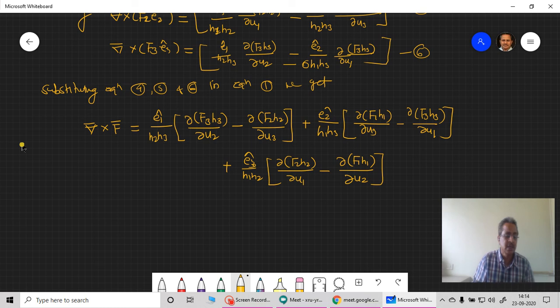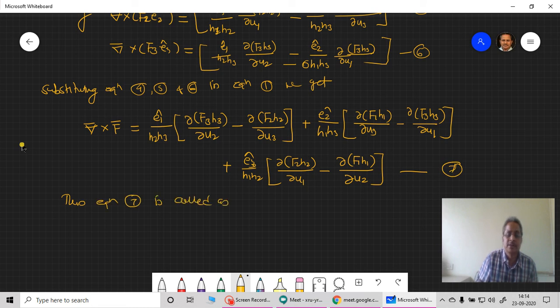So this expression is called the curl. Okay, this is equation 7. This equation 7 is called the curl of f bar in curvilinear coordinates.